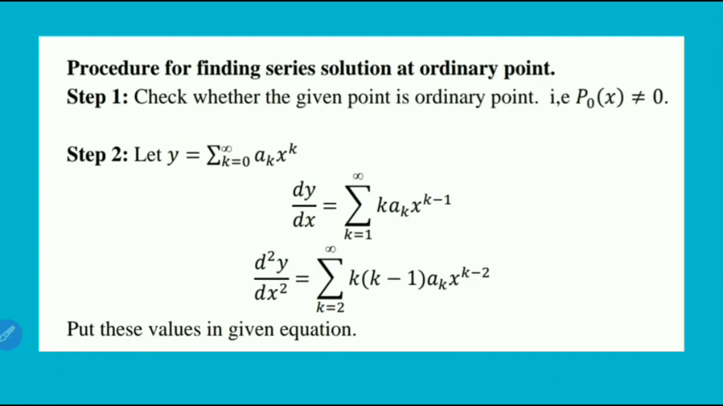So for determining that, very first we differentiate that series with respect to x. Whatever solution you have considered, differentiate that with respect to x. This is the first step. Second step, differentiate it one more time, d2y by dx square. Once you get these two derivatives, put them in the given equation which is given to you in the problem.